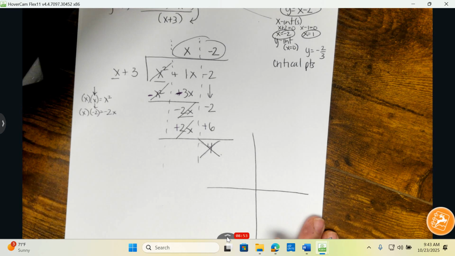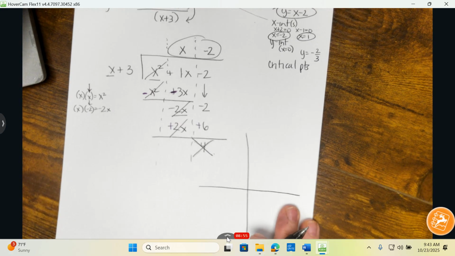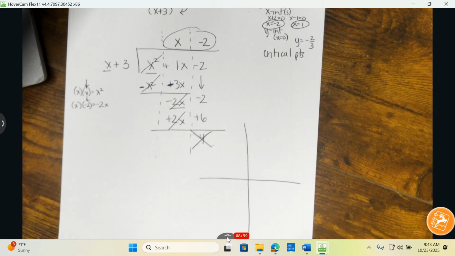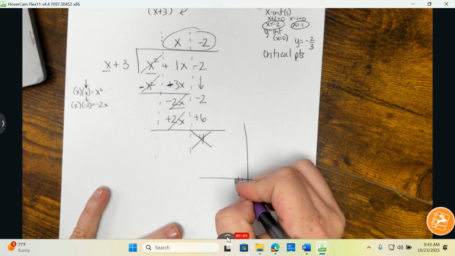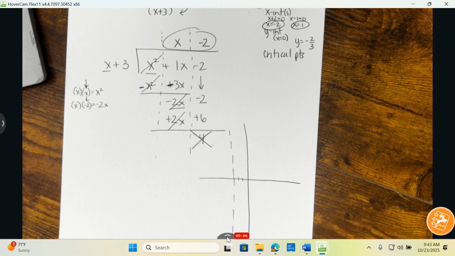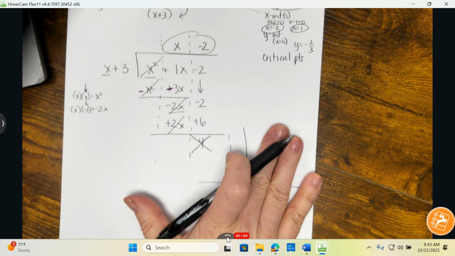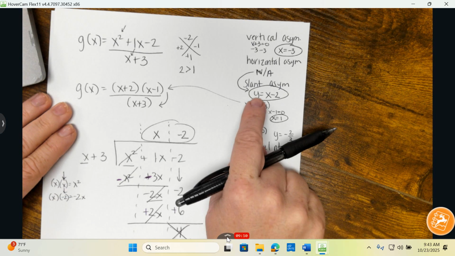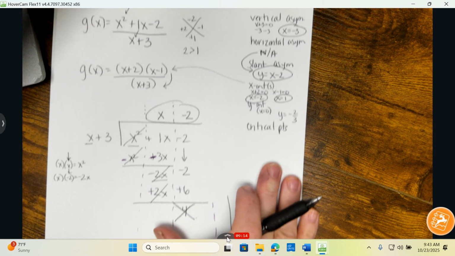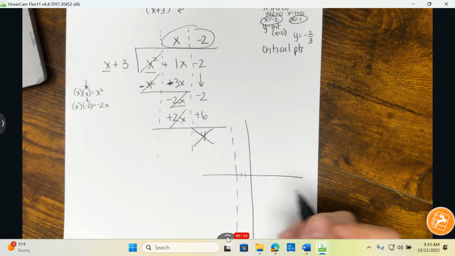So I'm going to come down below, and I'm going to use the information I have. I have to go to where x equals negative 3 and identify that we have a vertical asymptote. We do not have a horizontal asymptote, but I have a slant asymptote at y equals x minus 2. How do I graph y equals x minus 2?